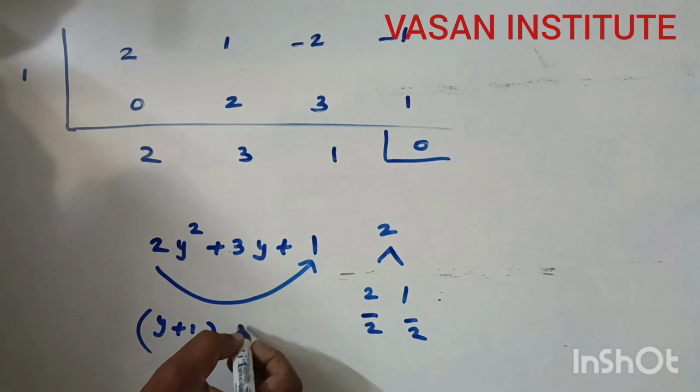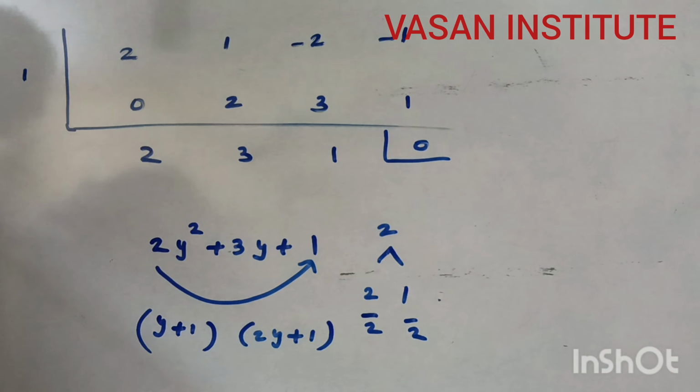Now the factors are y minus 1 into y plus 1 into 2y plus 1.